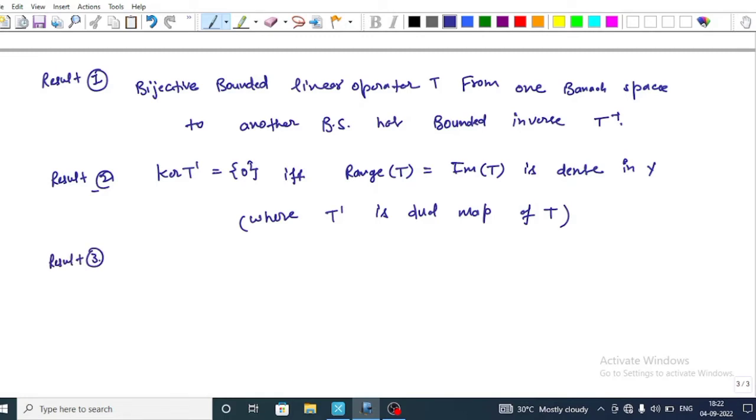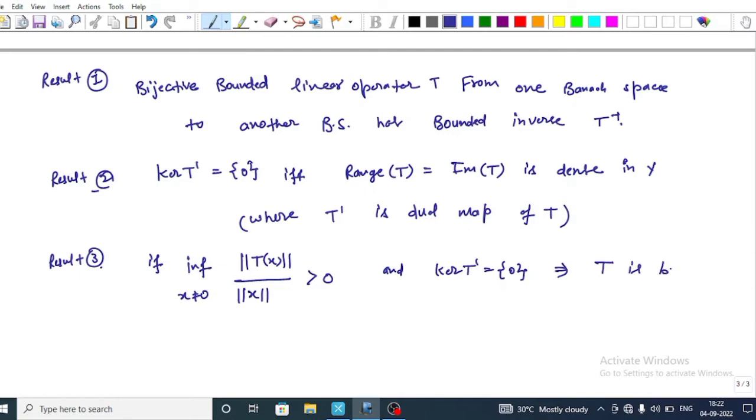And result 3, the final result: if infimum over x not equal to 0 of norm of T of x over norm of x is greater than 0, and kernel of T prime equals 0, this implies that T is bijective.